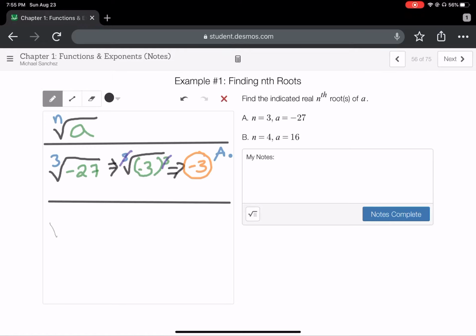Okay, next one we have, setup. We have B, which says we have the 4th root, so 4 is our index, and then 16 is our a.